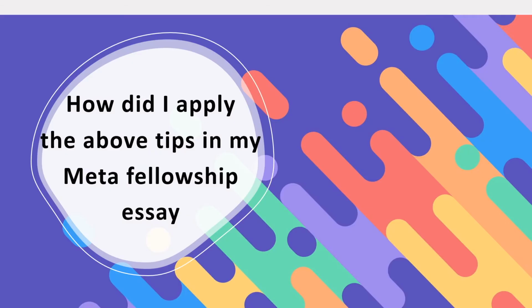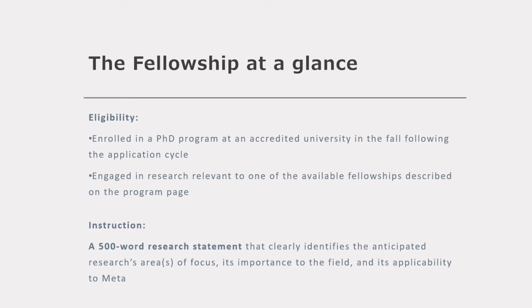Let's look at how I applied the above tips in my Meta Fellowship essay. First, let's look at the fellowship. So the fellowship is for PhD students enrolled in an accredited university in the fall following the application cycle, and they should be actively engaged in research relevant to the available fellowship described on the program page. So you definitely need to go to the program page to look at that.